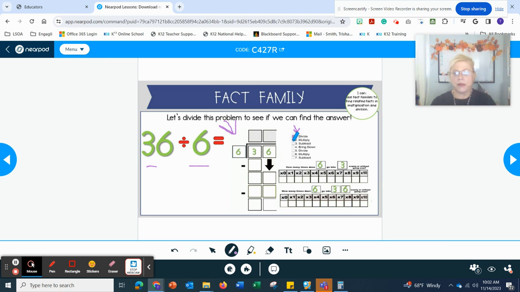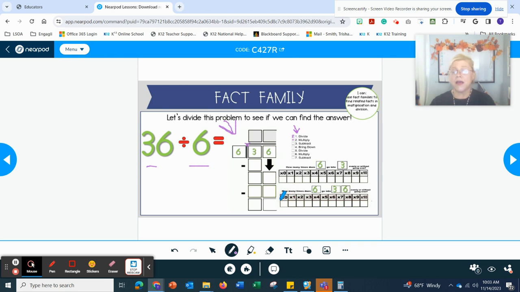Step 2, multiply. So what are we going to multiply it into? We've already put our numbers in. So how many times does 6 go into 3? We're dividing 6 into 3. That's what we're going to look at first. We need to figure out how many times 6 goes into 3. We're going to do that by multiplying.